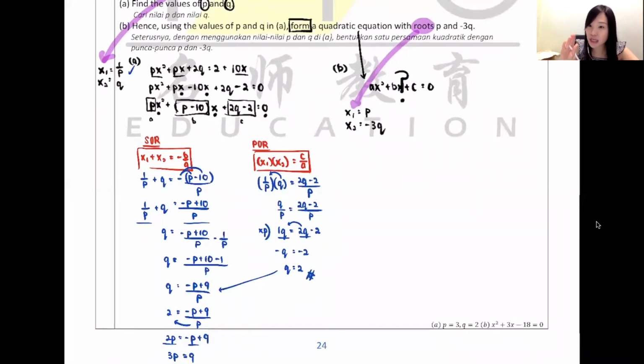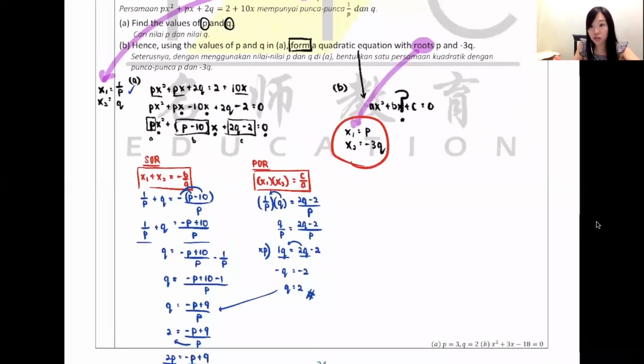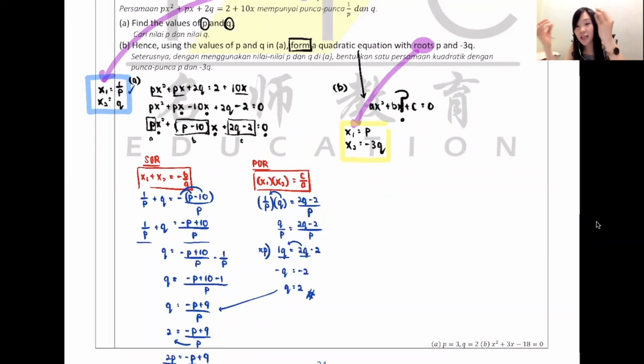Okay, you know what they want now? I explain for you guys. All of you listen. So now they give me roots, and they want me to form the equation. Tell me, can I use back the previous equation? Very good, Aaron. No. You know why no, my dear? Because it's quite obvious, the roots are different. I show you, I put color. You see this roots is 1 over P and Q. But this roots is P and negative 3Q. Their names are also different. So of course, their x is different. Their values will be different. If their values are different, their equation will be different.